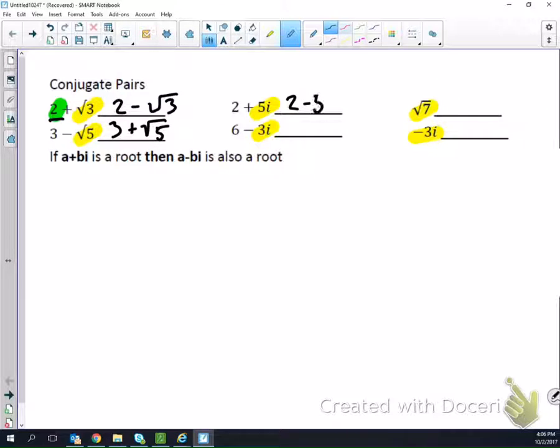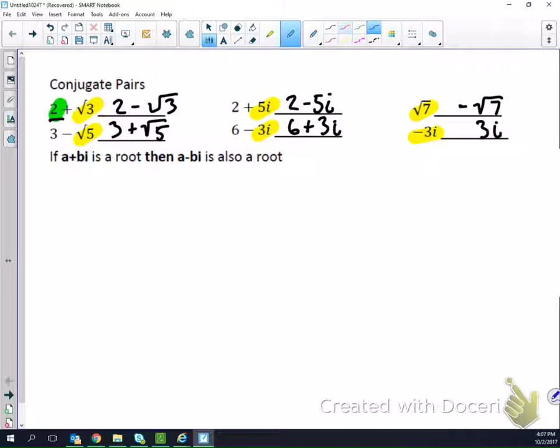2 minus 5i, 6 plus 3i. And since that was just a positive square root 7, we now have negative square root 7, or a positive 3i. Each of these is an example of a conjugate pair. All right, so these aren't too hard to write or to figure out. Once you've got them, you just change the irrational or the imaginary number. You change the sign on it.